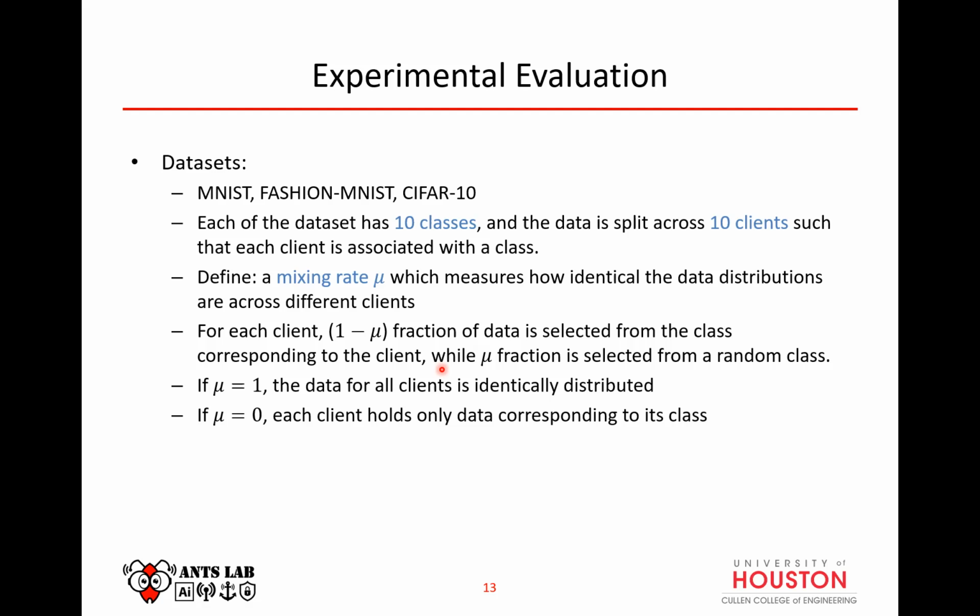I have one question. If mu equals 1, is the distribution really IID, because mu fraction is selected from a random class? This random class means, for example, for the first client, maybe we select class 1 and a random class is from another one, for example from 2 to 10 or 2 to 9. So does this random class include the corresponding class itself?